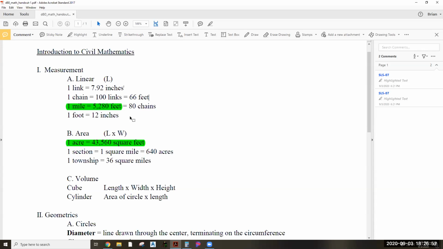Then when we have an area of something, meaning it is a closed box or a closed figure, then we can measure acres. So the ratio that you should know is 1 acre equals 43,560 square feet. Okay.